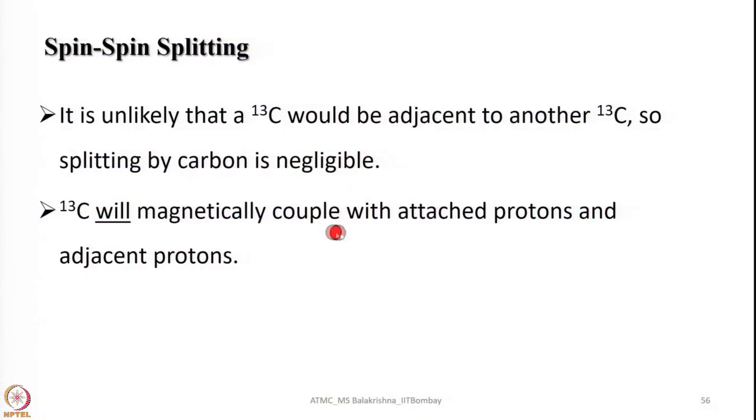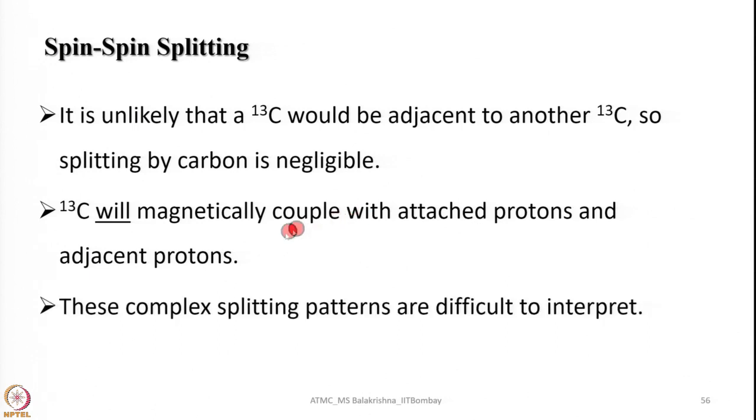13C will magnetically couple with attached protons and adjacent ones. However, it can couple with other magnetically active nuclei such as hydrogen, phosphorus, fluorine or any other NMR active nuclei. These complex splitting patterns are difficult to interpret.